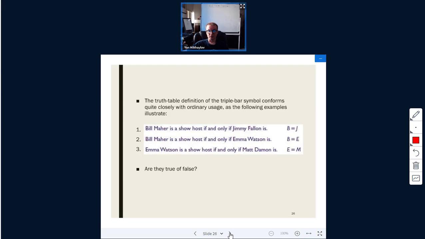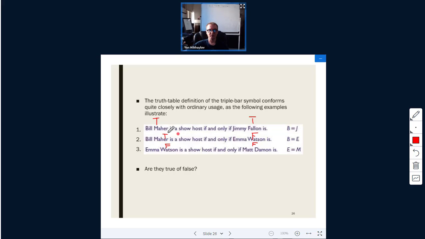Here are some examples, and again, let's first figure out who we are talking about here. Bill Maher, is he a show host? Yes, okay, so that's true. How about Jimmy Fallon? Yes, lovely. How about Emma Watson? Is she a show host? No. How about Matt Damon? Also not a show host. So true, true, false, false.